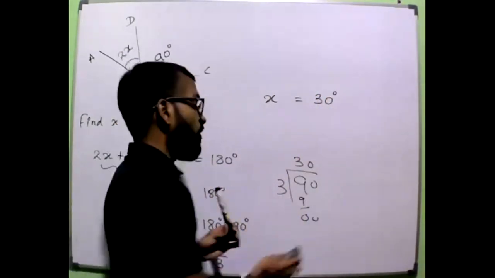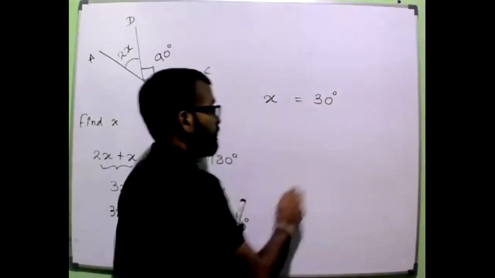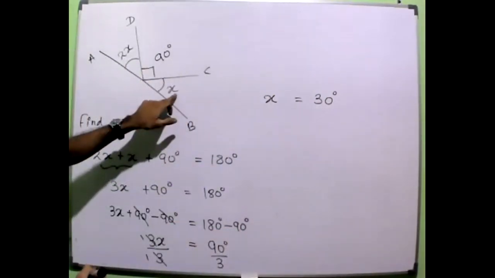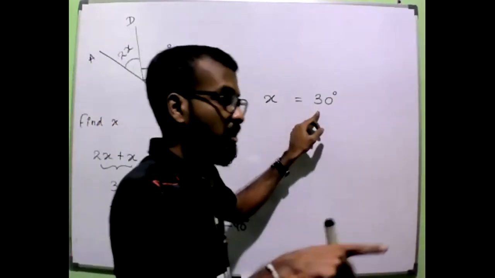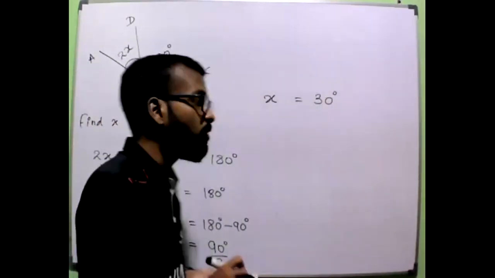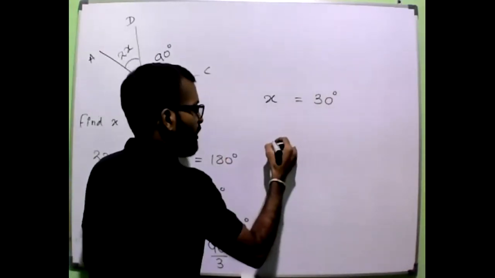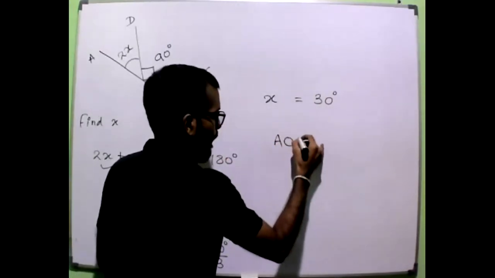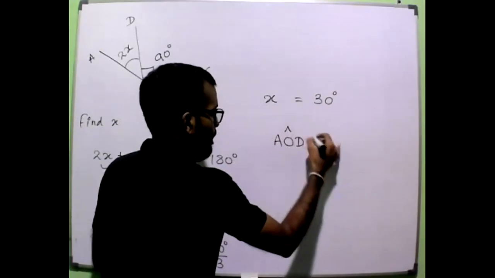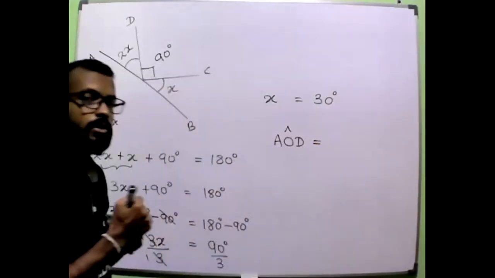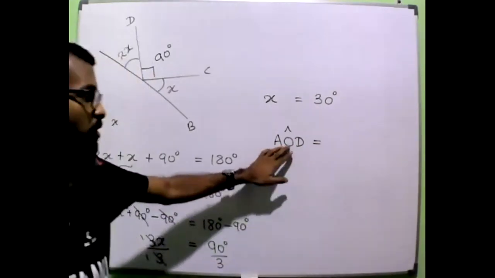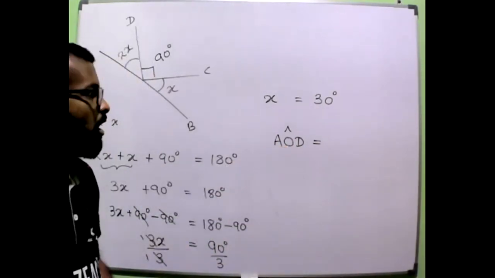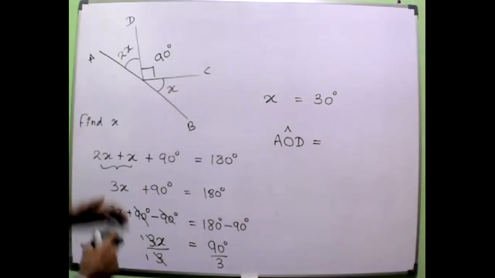Now you have found that the value of x is 30, but read the question. In the question, they are asking you, what is the value of A or D? Right? A or D. Let's go for A or D.